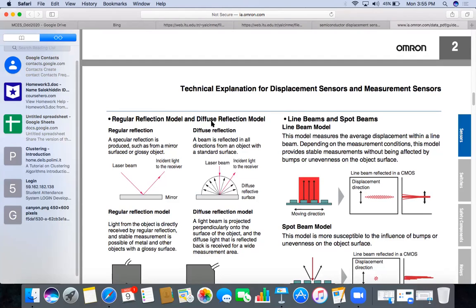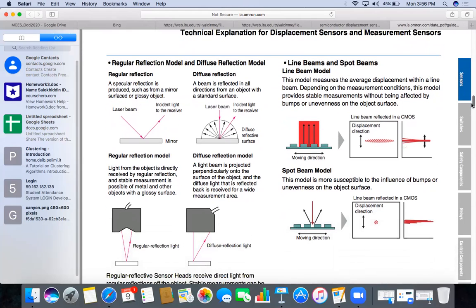Regular reflection model and diffuse reflection model. Regular reflection and diffuse reflection. For the case of regular reflection, a specular reflection is produced such as from a mirror surface or glossy objects, and for diffuse reflection a beam is reflected in all directions from an object with a standard surface. Regular reflection model: the light from the object is directly received by regular reflection, and stable measurement is possible of metal and other objects with a glossy surface.